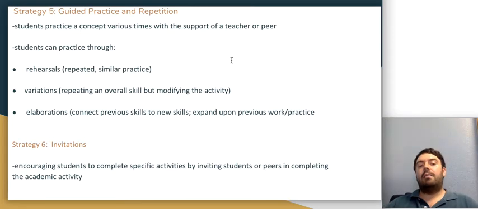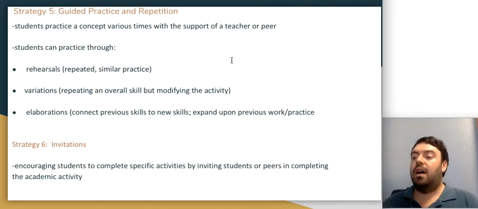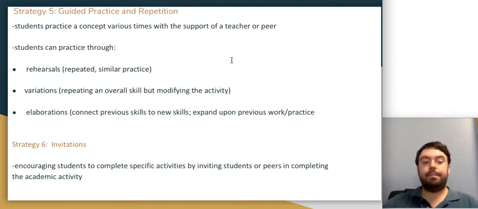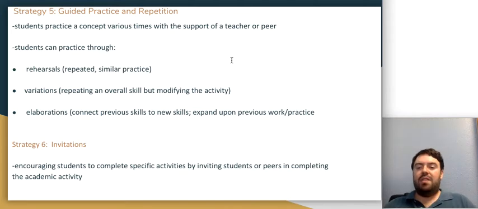A third way that could involve guided practice and repetition is elaboration. So students are taking what they've learned and expanding upon it. They're doing more research. They're thinking about new ways they could apply their learning, how this learning could be used in their future lives.